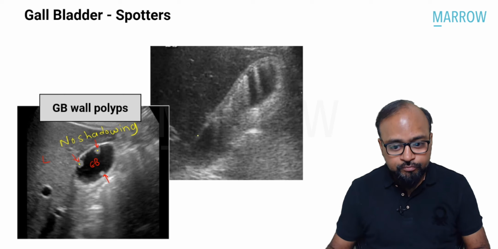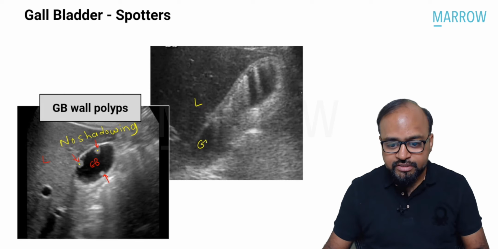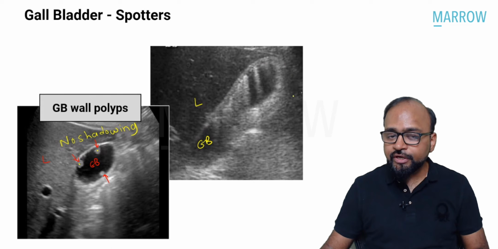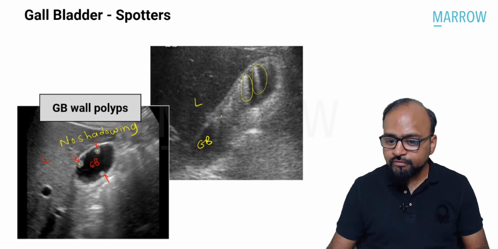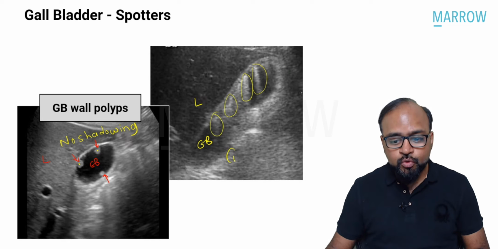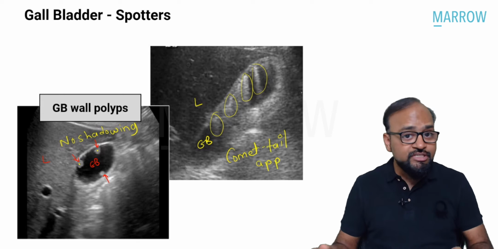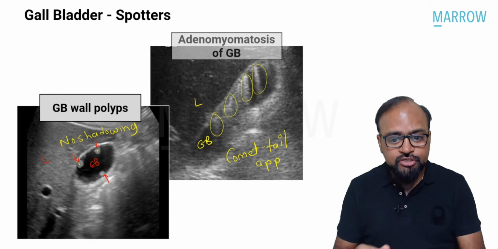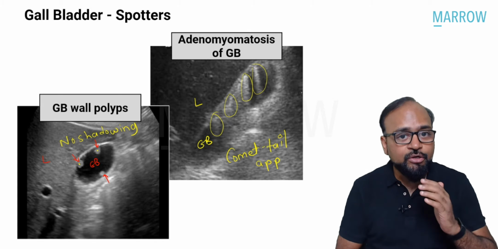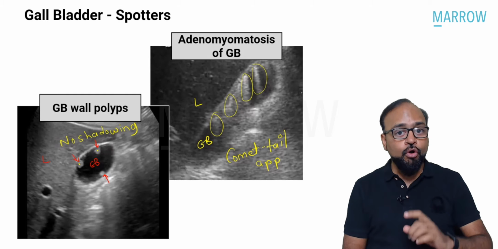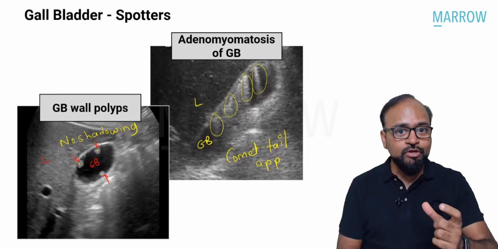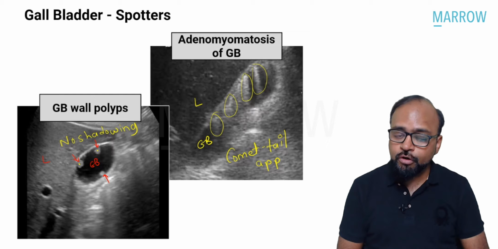What do you see? This is the liver, this is the gallbladder, and look at the thickened wall of the gallbladder. What are all these called? Can you see multiple of them? These look like comet tails, isn't it? So this is what is called the comet tail appearance of the GB wall, and this is a feature of adenomyomatosis of gallbladder. So comet tail appearance along the GB wall is a feature of adenomyomatosis of gallbladder.